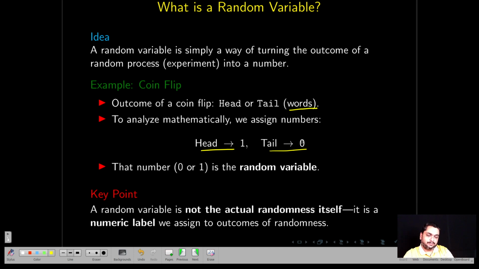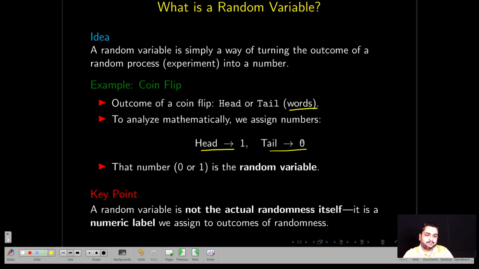In the real world, we conduct many experiments and do many analyses. But if I give you statements, it's difficult to do mathematical analysis without numbers. Also, whatever you do, the mathematical model has to be executed in a computer because you want to check your results there. The computer doesn't understand heads and tails. If you say 1 means head, then how many times 1 is occurring and how many times 0 is occurring becomes easy for the computer and for the developer to implement. That is why you use the concept of random variables.